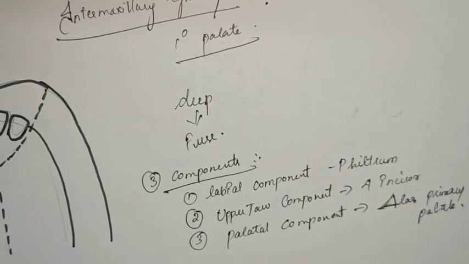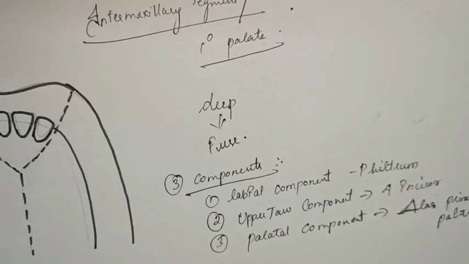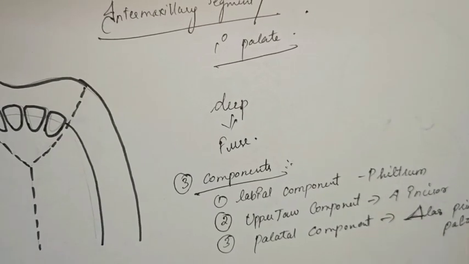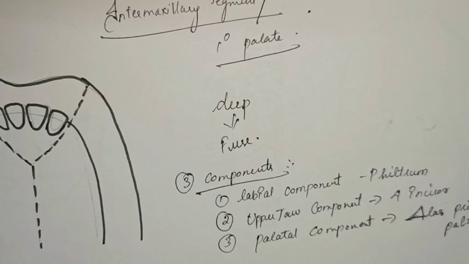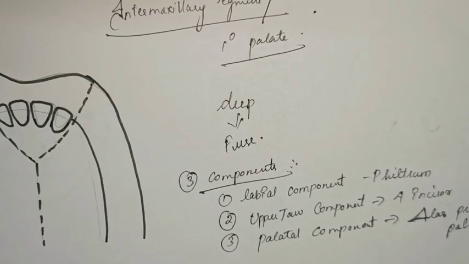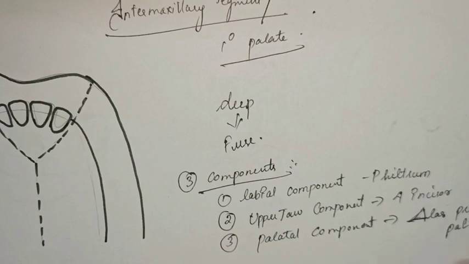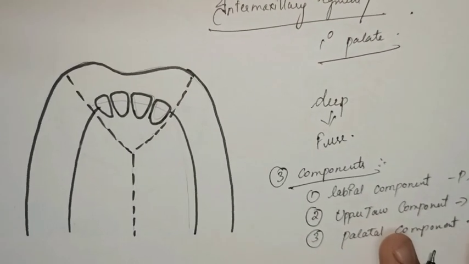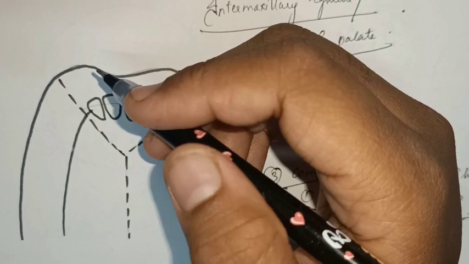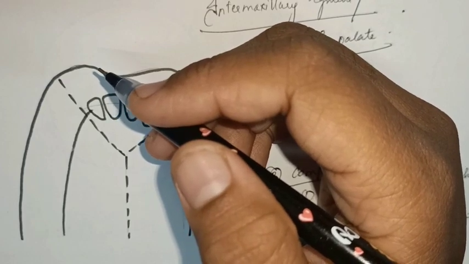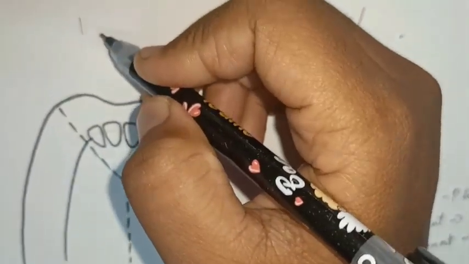Okay, so let us see all the three components in the image. In this image, the first one, I have drawn like a bow. That is your philtrum, that is your labial component, and the 4 teeth which are present, that is your upper jaw component, and the triangular section I have drawn where it bears the 4 teeth, below that region is your palatal component.